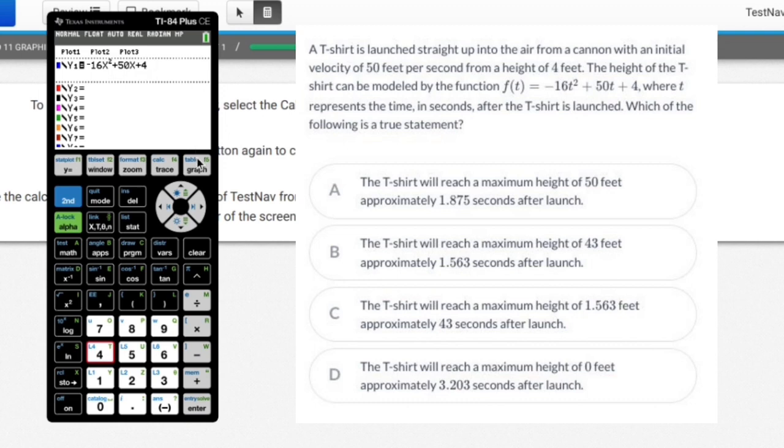When I hit graph, I'm not going to get a whole lot. See? So what I need to do is figure out where some of my major numbers are. Looks like we start at 0-ish, and after 1, 2, 3-ish, we hit the ground again. So the t-shirt's in the air, comes up, goes back down after about 3 or so seconds, and hits the ground again.